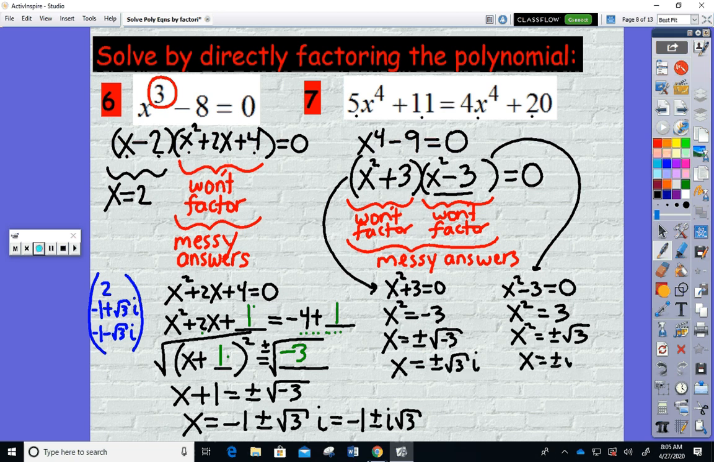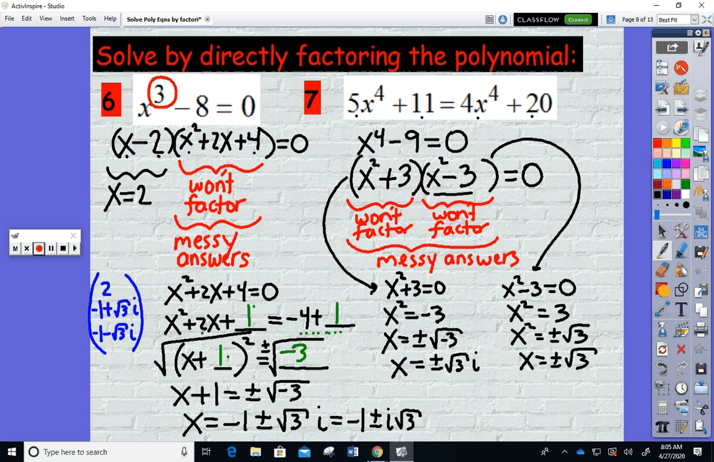And just plus or minus the square root of 3. So messy answers have square roots or i's or both. My first two messy answers have both square roots and i's, and my second one just has square roots. So don't be completely alarmed. You're not going to get a lot of these messy answers, but you will get some. So don't be completely alarmed by it.